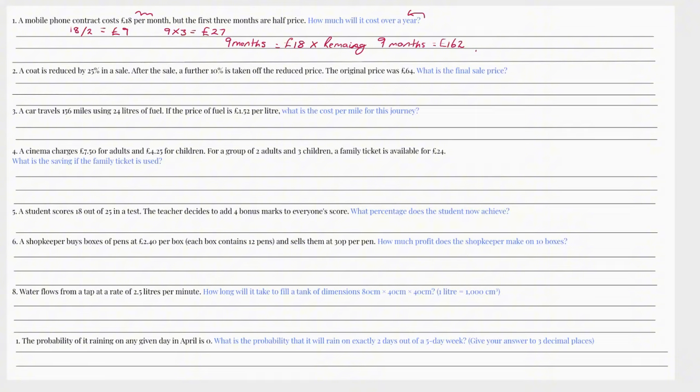Well, it's going to be 162 plus 27, which gives us 189. Here we go. So there's lots of parts in it. Just take it step by step, each section at a time.